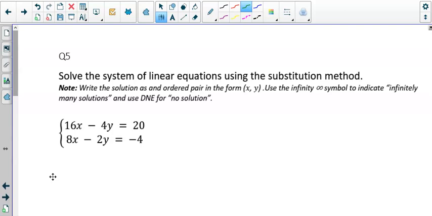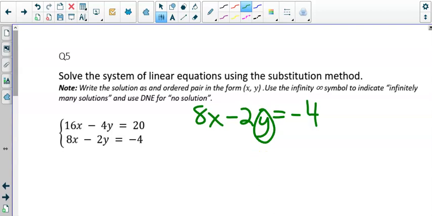Do we want to get the X by itself or the Y by itself? Which one do you want, X or Y? All right, good choice. I would get the Y by itself too. So we're going to take this 8X minus 2Y equal to -4, and we're going to get Y by itself. How do we do that?